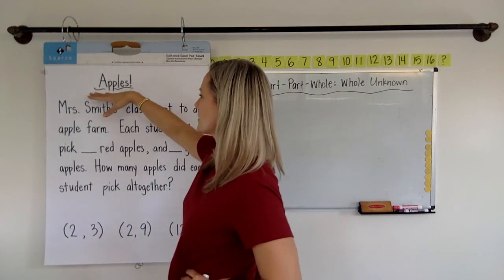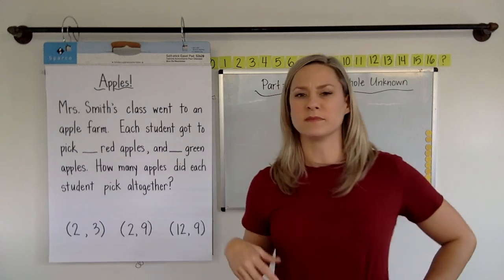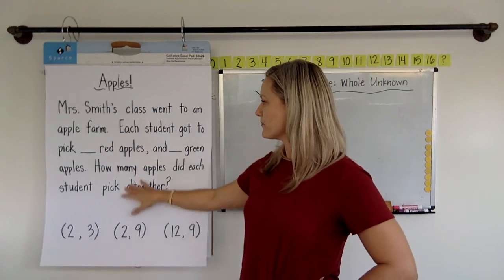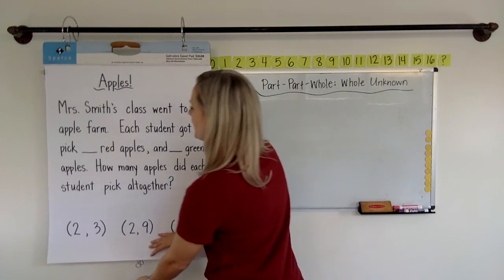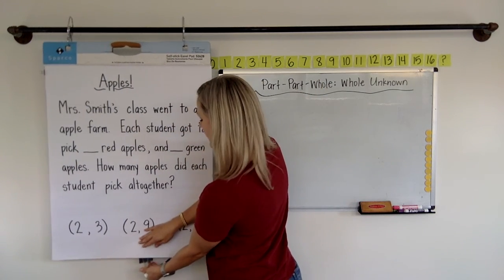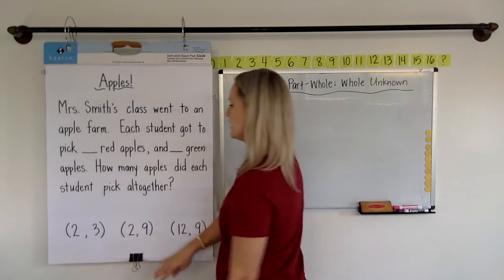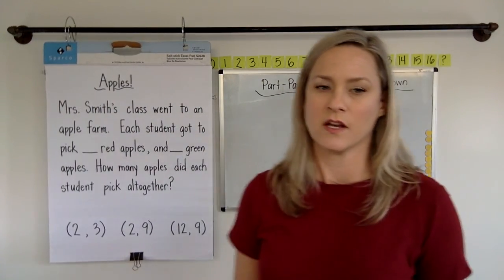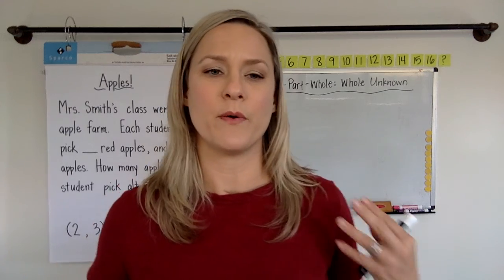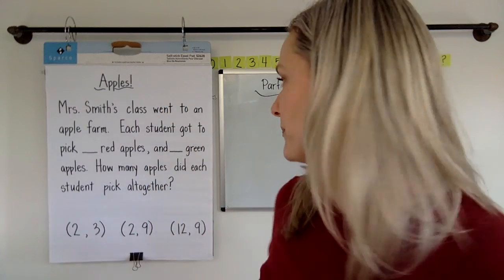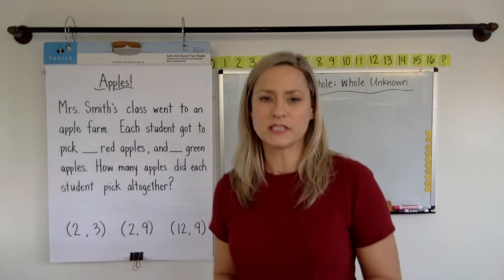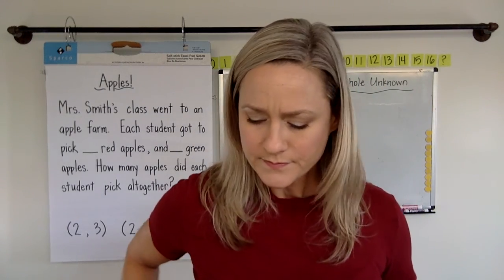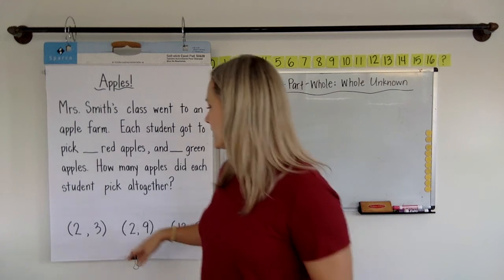All right, so our story today is going to be talking about apples. So Mrs. Smith's class went to an apple farm. Each student got to pick red apples and green apples. How many apples did each student pick all together? All right, so we are trying to get them to imagine if they went to an apple farm and they got to pick some red apples and they got to pick some green apples, how many apples they picked all together. All right, so simple addition story.